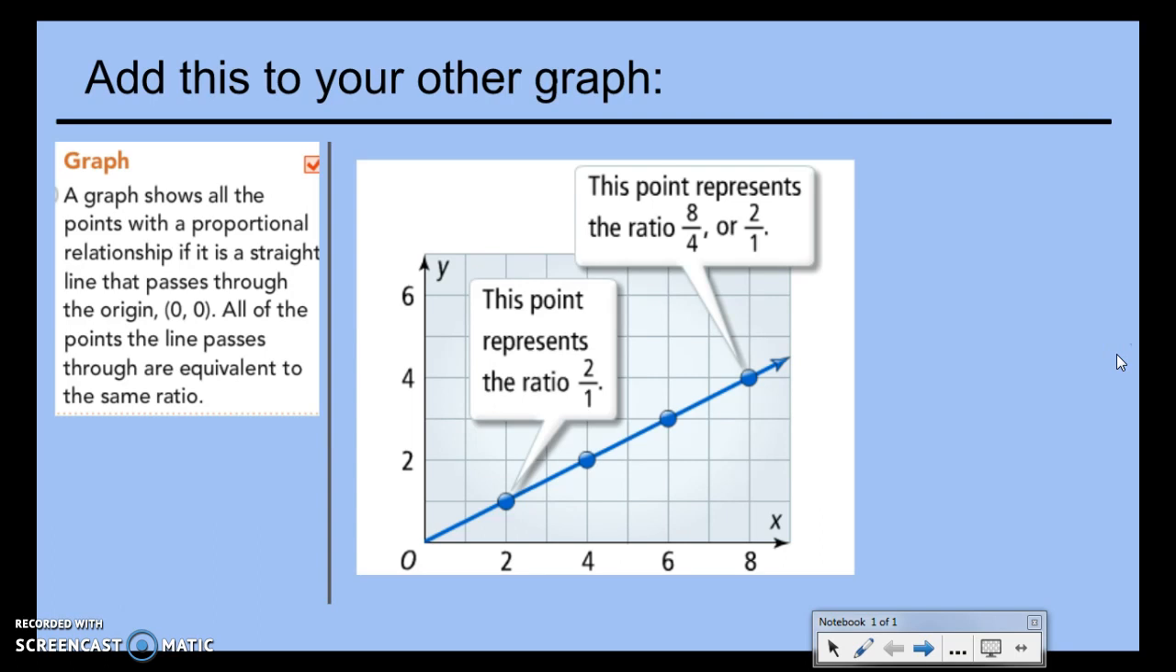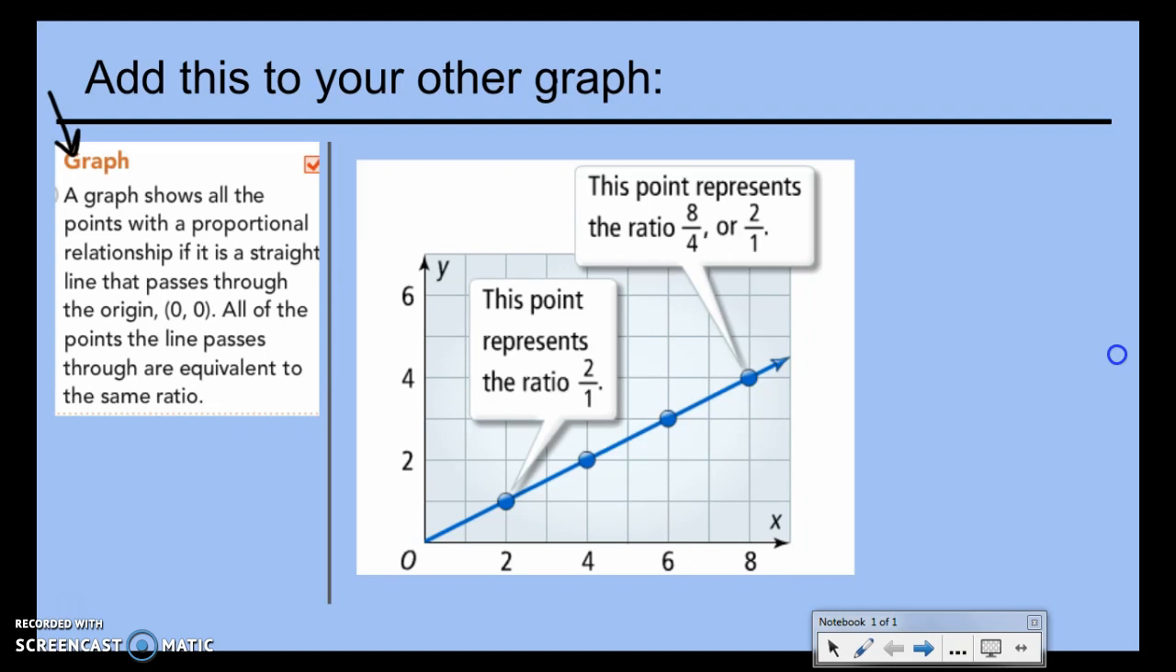Alright, this is going to be like an addition to go to your graph. Just copy this down because you already have the graph copied down. You just got to copy down the rest of the notes. A graph shows all of the points with a proportional relationship if it is a straight line that passes through the origin. Yesterday we had Arthur tell us the simplest form of this.